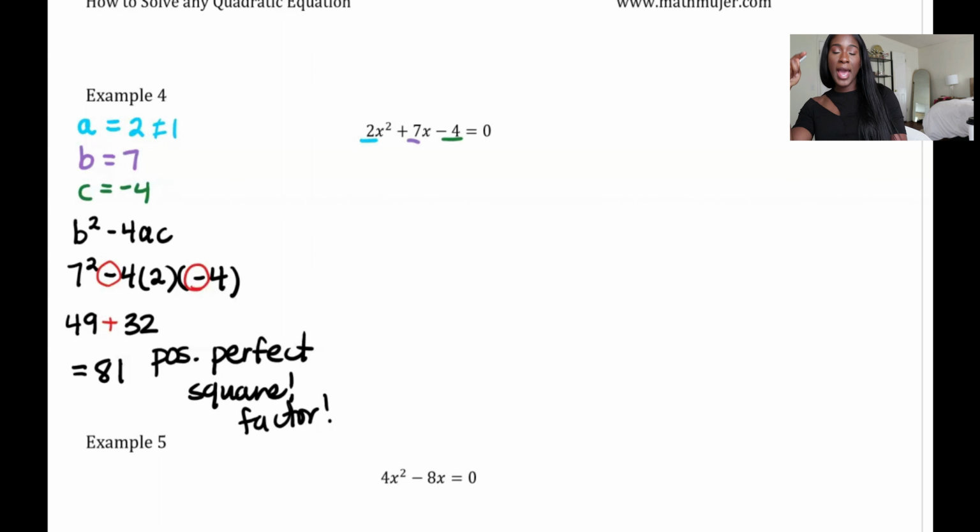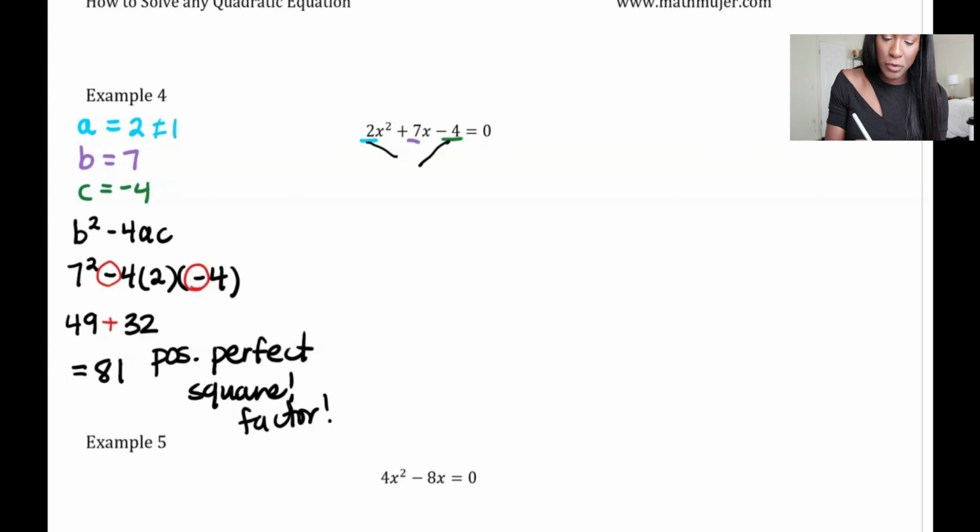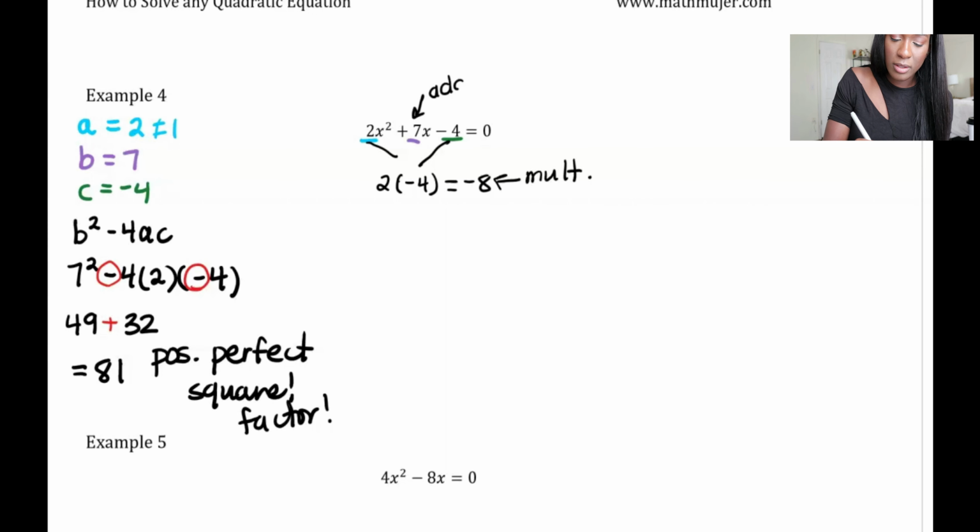So I'm going to show you how to factor a quadratic when you know that it can factor, but A is not 1. There's lots of different methods to do this. I'm going to show you my favorite method. So what I like to do is take A and C and multiply them. So 2 times -4 gives me -8. Now I'm looking for two numbers that multiply to -8 but add up to +7.